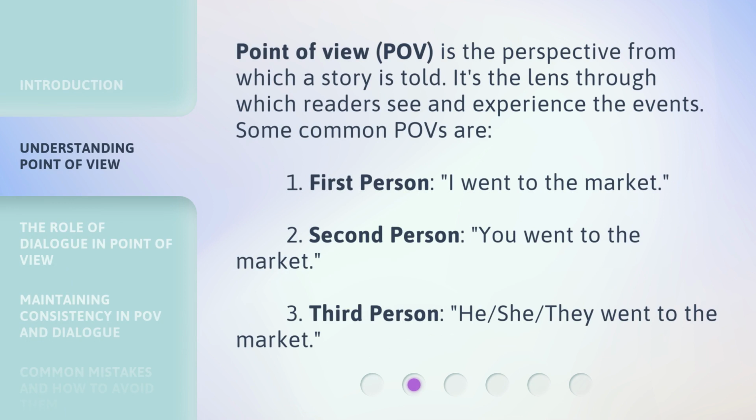Point of view, POV, is the perspective from which a story is told. It's the lens through which readers see and experience the events. Some common POVs are: 1. First person, I went to the market. 2. Second person, you went to the market. 3. Third person, he, she, they went to the market.